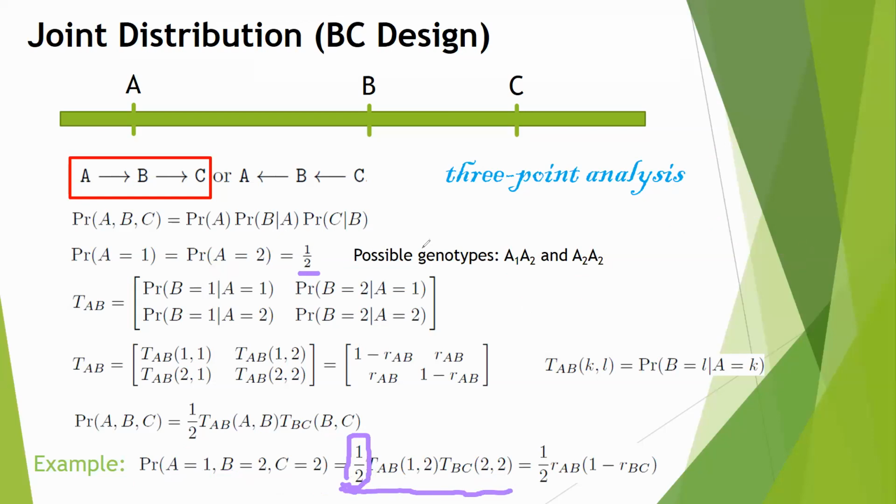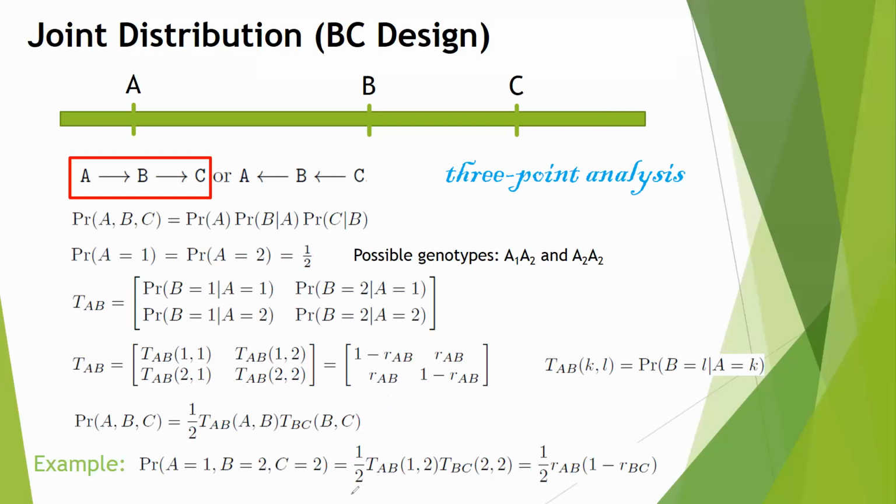Yeah, that's the starting point, right? Because at the locus A, no matter what genotype you have, the probability is 1/2. So the probability to have the genotype 1 for the locus A is 1/2. That's why we put a 1/2 here.